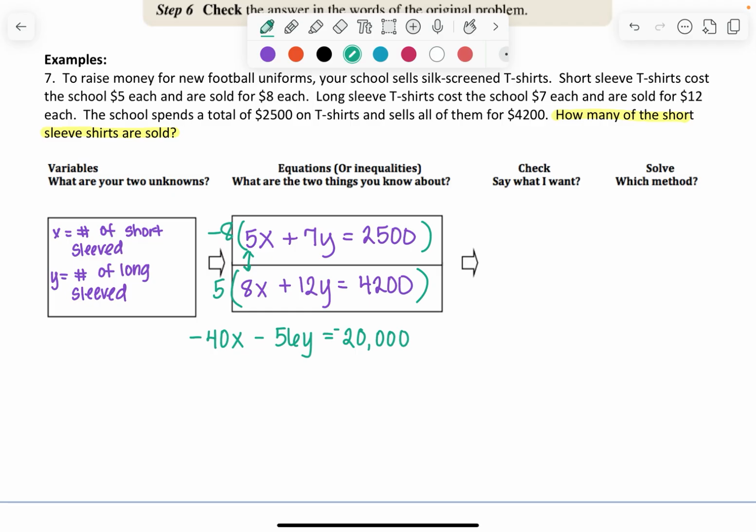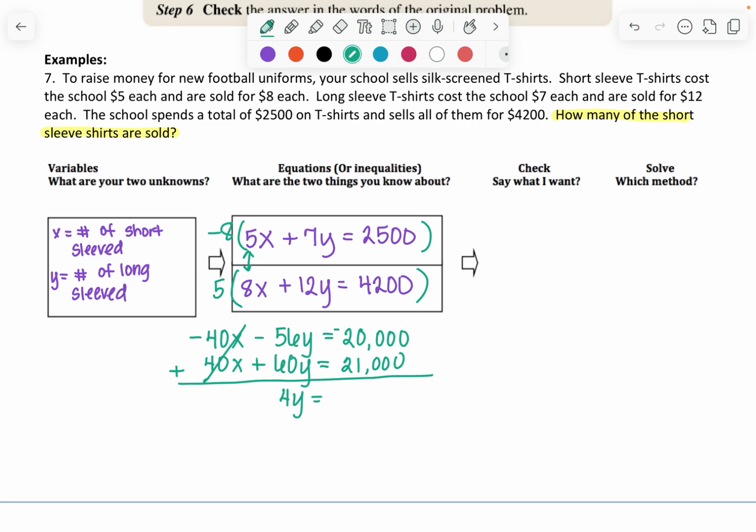And then when we multiply by 5, we get positive 40x plus 60y equals 4,200 times 5, which is 21,000. Now that we've created opposites with our x's, we're always going to add our equations straight down. So those make 0. We get 4y equals positive 1,000.